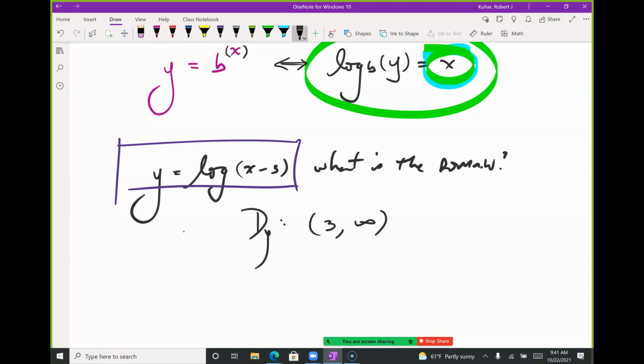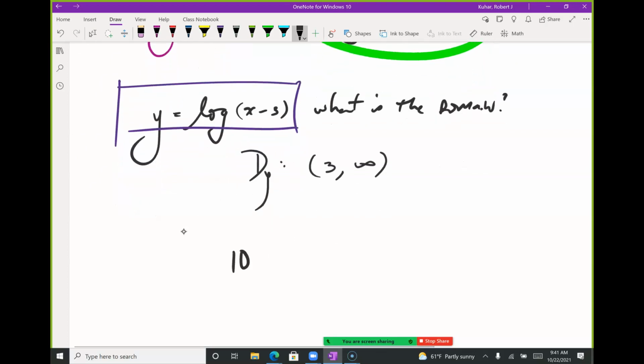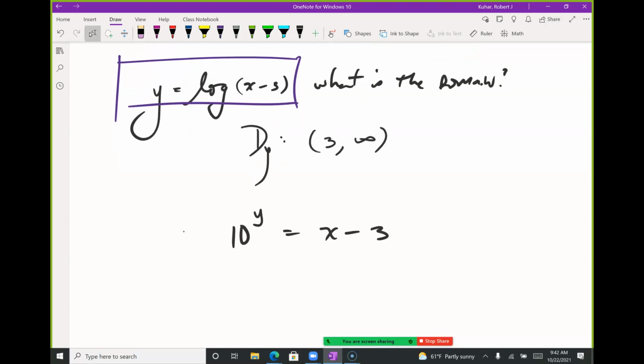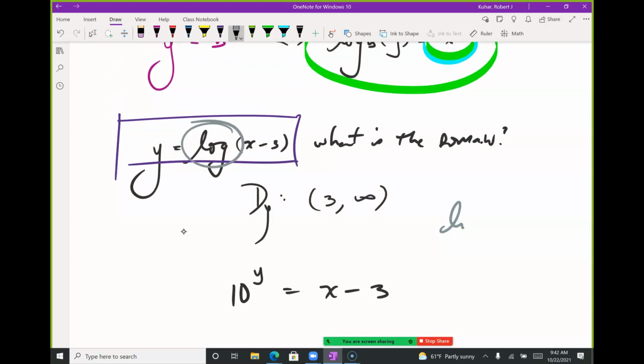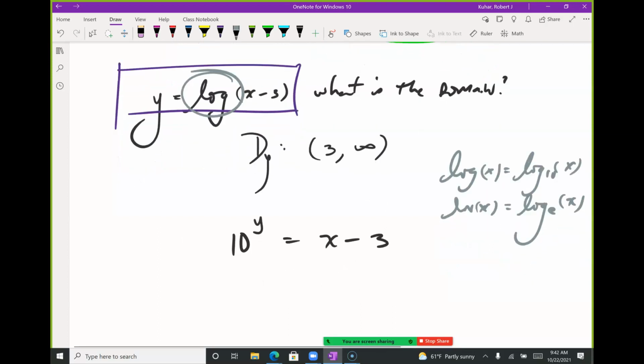Okay, so what do I do here? What's my base? 10. Nice. 10 to the what? What's the exponent here? Y equals x minus 3. Remember, the output of the log is the exponent. I can switch x and y, right? It's not a problem. How did you get 10? When I write a function as log, remember, log of x is log base 10 of x. It's so special that we give it its own name, right? And then ln of x is what? The base is e. Log base e, right?